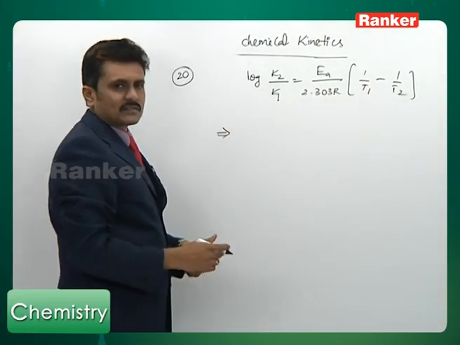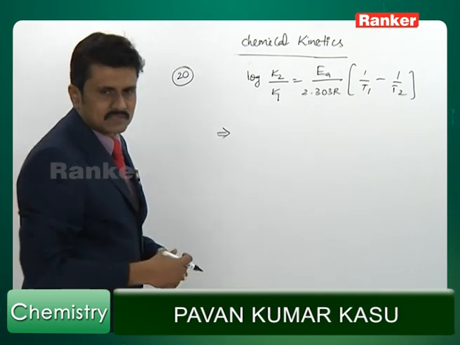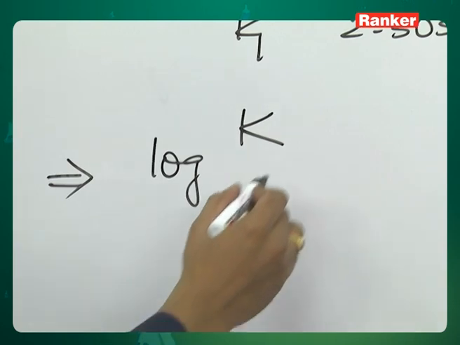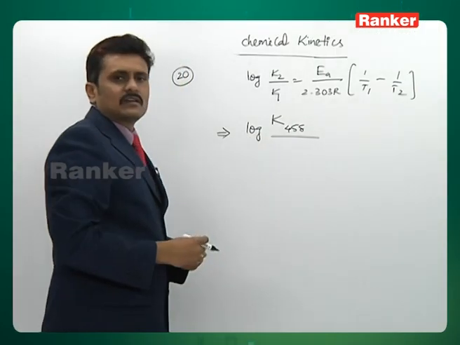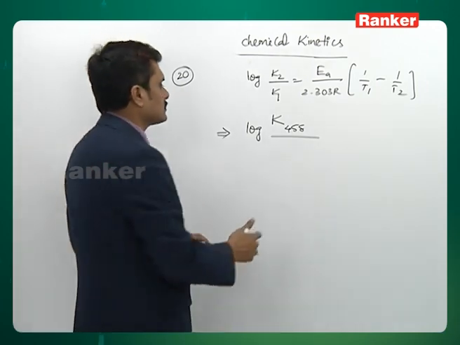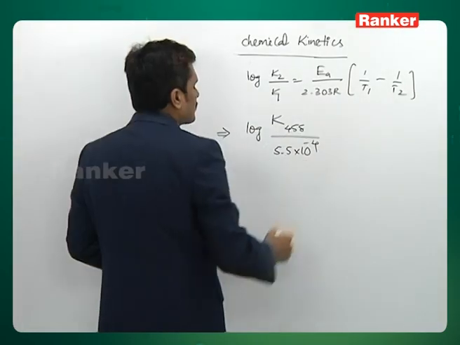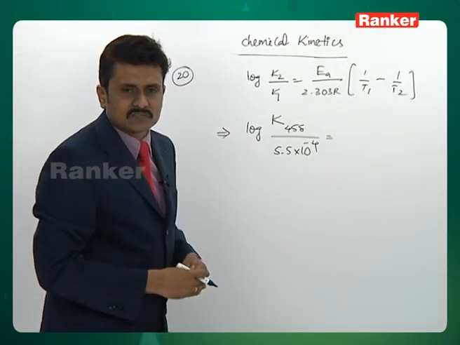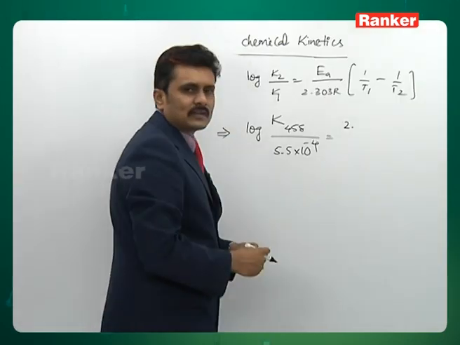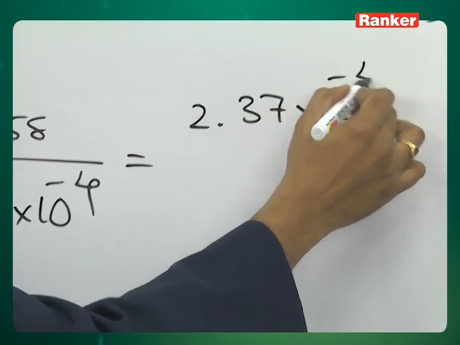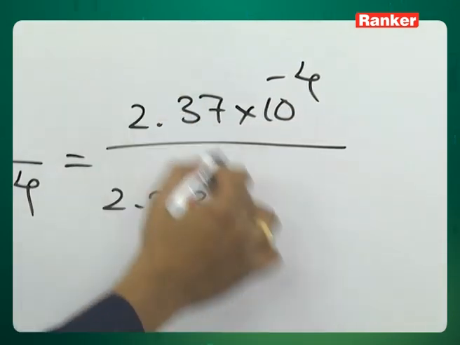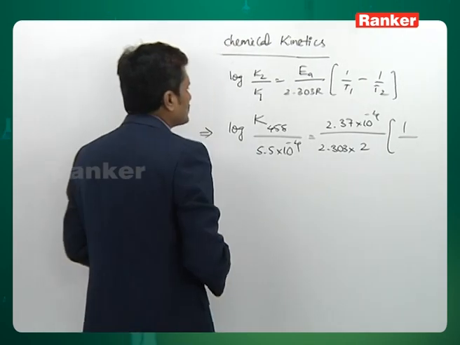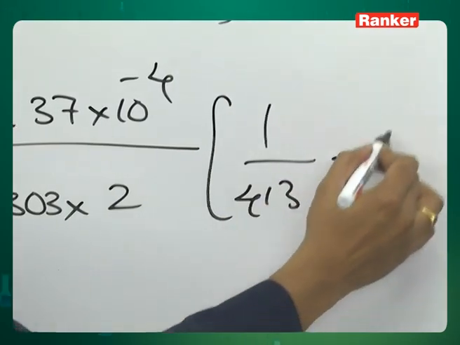Now, the specific rate constant values are given to you at two different temperatures. You have to find out at the higher temperature, that is log of K at 458 Kelvin is asked to be obtained, and now you are given the rate constant at 413 Kelvin as 5.5 into 10 to the power minus 4 second inverse, which is equal to the energy of activation, which in this question is 2.37 into 10 to the power minus 4 calorie, divided by 2.303 into R value, which you substitute in calories only, that is 2, into 1 by the initial temperature being 413 and the final being 458.